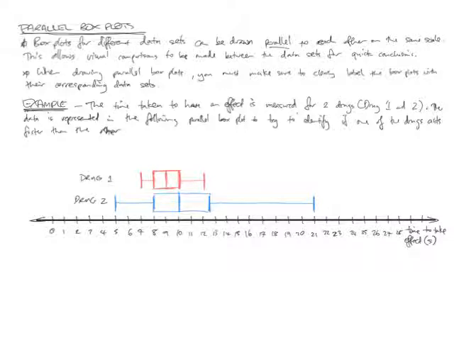So when you are doing parallel box plots, because you're dealing with multiple different data sets, you have to make sure that you clearly label the box plots with the data sets that they involve. I'm not going to take the time to draw out the data sets here. We're just going to look at parallel box plots and see what conclusions we can make about them. So in this example, the time taken to have an effect is measured for two different drugs, drugs 1 and 2. The data is represented in the following parallel box plot, and we're going to try to identify if one of the drugs acts faster than the other.